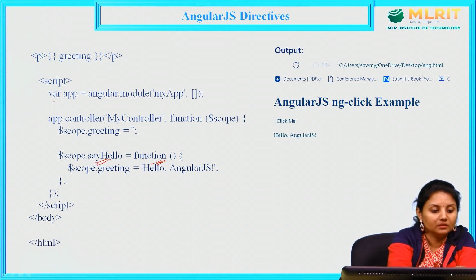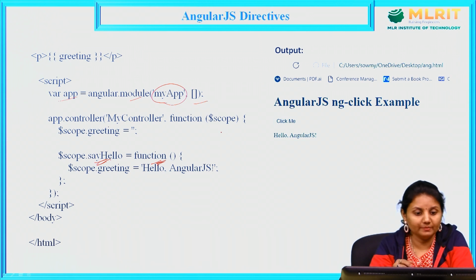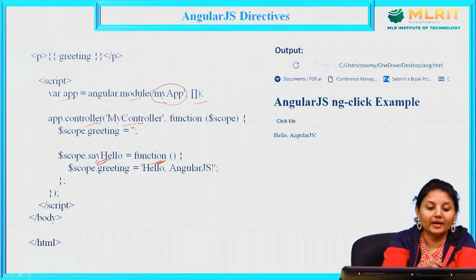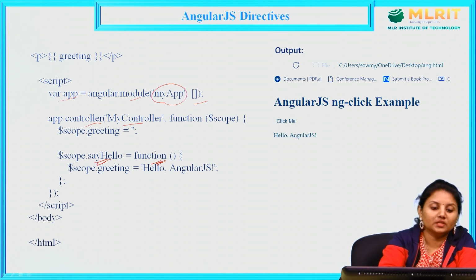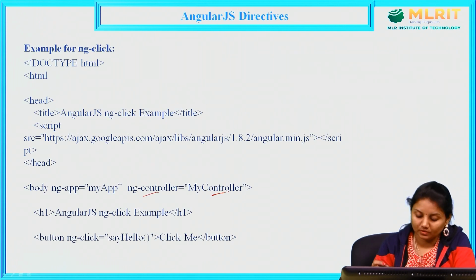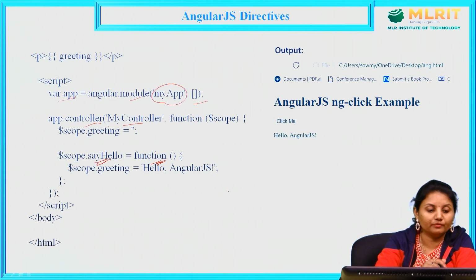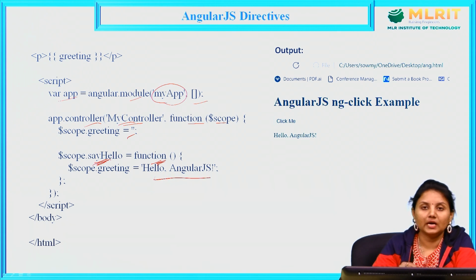So the Angular module has two parameters, my app and what is this? An empty array. App controller, my controller will control that, using the name we gave for ng-controller. So you have to give the same name here also for app controller, my controller. Function scope is again acting as an object, greeting. So you are giving it empty, and when the button is clicked, then only it is going to print hello AngularJS.